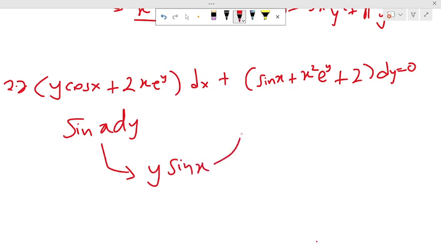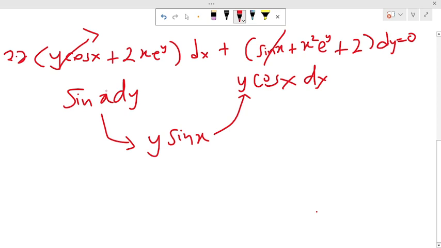And when we are done, we differentiate with respect to what? x. So if we differentiate with respect to x, you are going to get y cos x dx. Now we have these two in the main equation, so we cancel them out. Then when we are done, let's take this one too, 2x e to the power y dx.